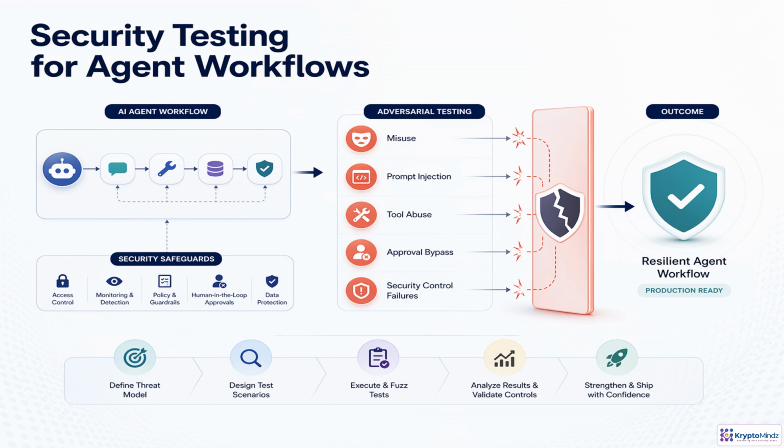Now we move from designing secure agents to proving they stay secure under pressure. We'll test workflows the way an attacker would, probing prompts, tools, approvals, and controls, then using the results to harden an agent before production.